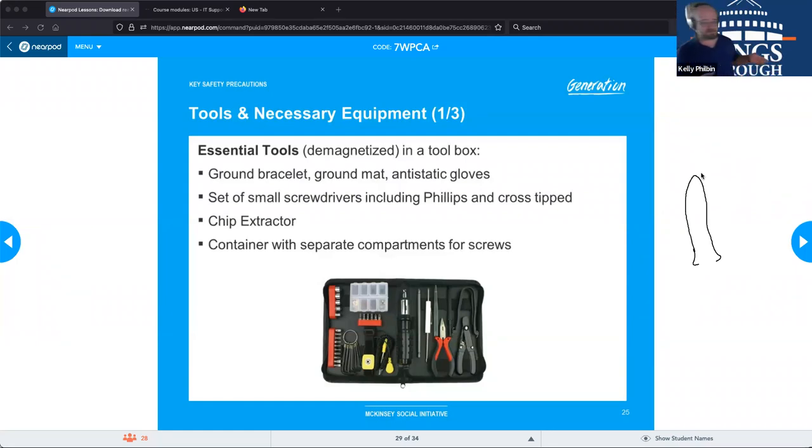Because CPUs are expensive. They're less expensive than, say, a graphics card, but they're still not cheap. So that's your chip extractor. That's my cautionary tale for all of you.